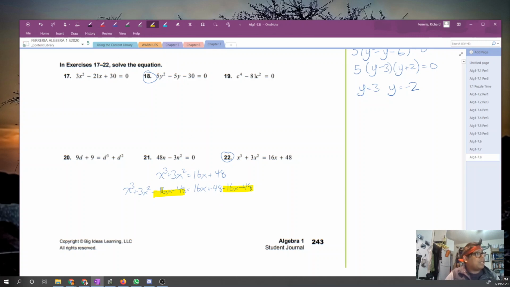And always a good idea when you're factoring things in higher orders to make one side equal to 0. So what do we got? We got x cubed plus 3x squared minus 16x minus 48 equals 0. Just a tip for you before I pause it. 3 times 16 equals 48. Yeah, I would have had a hard time with that one too. So take a minute here, solve it. I'm going to pause it now, and we'll come back with the solution.